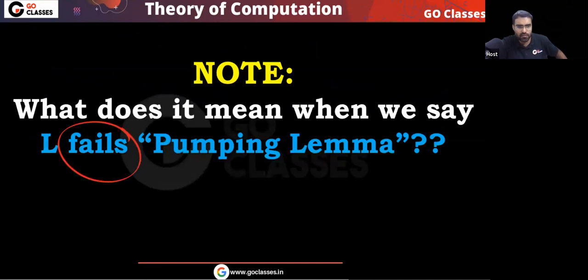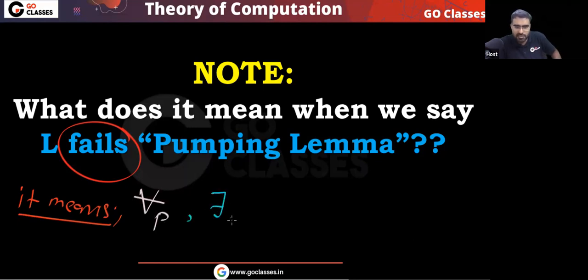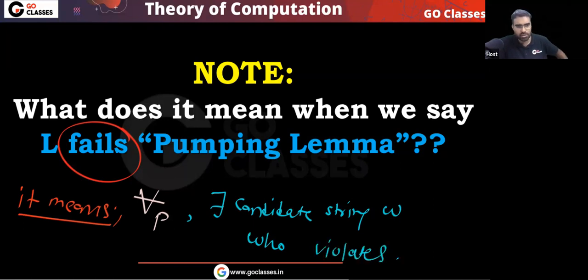So what does it mean when you say a language is failing the pumping lemma? Remember, it means for every P, there exists a candidate string W who does not pump. Who violates. So whatever P you take, for every P, there exists some candidate string who will violate. That is the point.